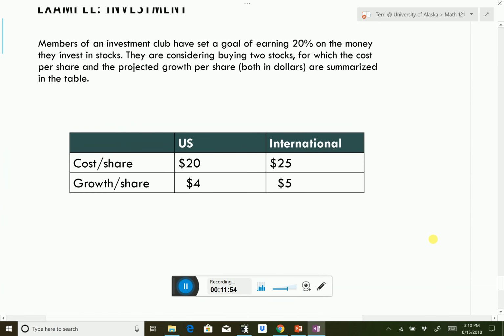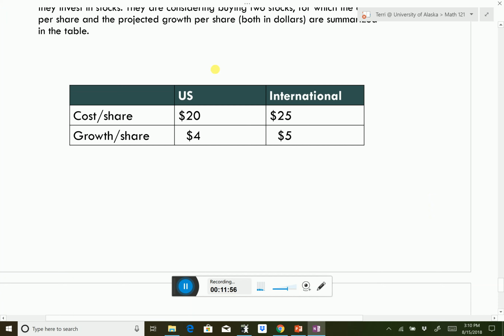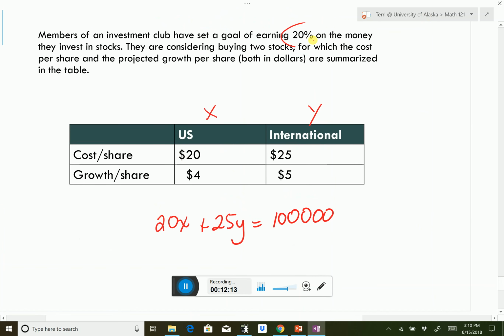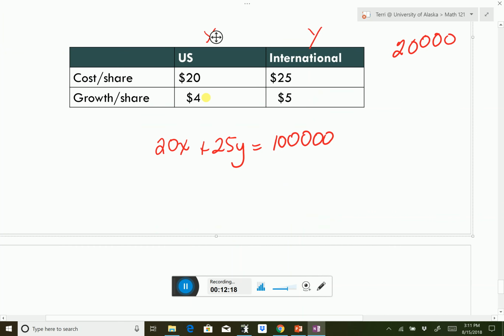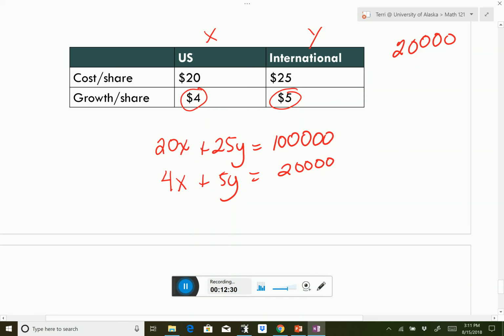Okay, so they have $100,000. So they're going to buy x US stock and y international stock. So that means that 20x plus 25y has to equal the money that they have. And it says they want to earn 20%. 20% of 100,000 is 20,000. So the growth per share here is 4 and 5. So 4x plus 5y is 20,000. So now we have to figure out how to solve this equation.